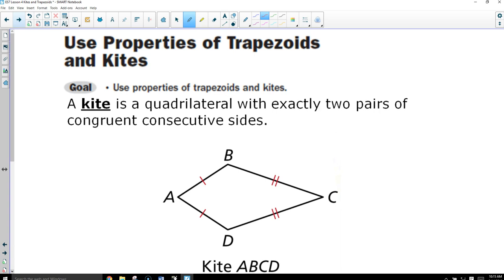So we're going to use the properties of kites here. A kite is a quadrilateral, so it always has 4 sides, with exactly 2 pairs of congruent consecutive sides. Remember, a rectangle has 2 pairs of congruent sides, but these are consecutive sides. Consecutive, remember, goes in order. So that's why they've got this side and this side that lie next to each other, congruent, and then these 2 sides that lie next to each other, also congruent. So that would make kite A, B, C, D.